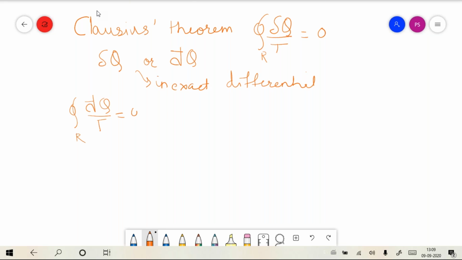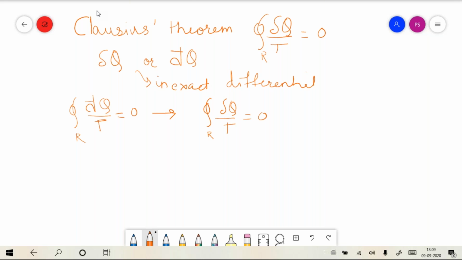Okay, so this is the same as this expression. Don't be confused about the notations which are being used. Okay, so let us consider some reversible cycle.